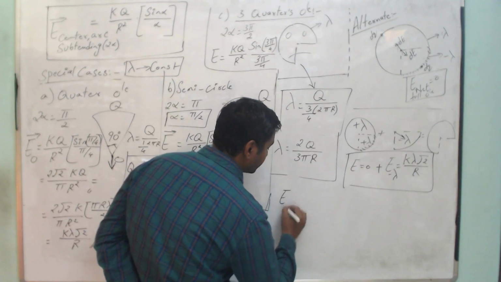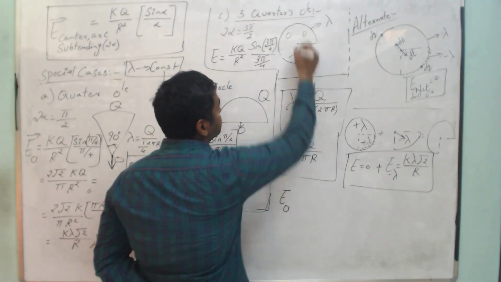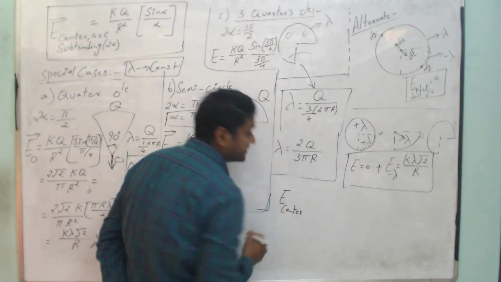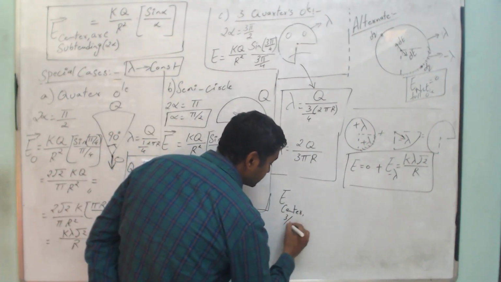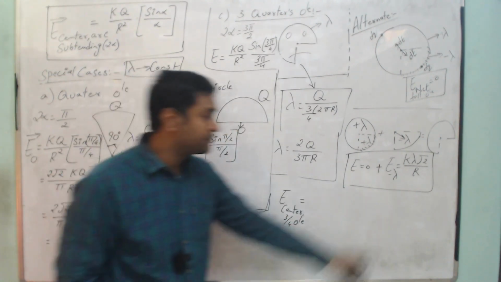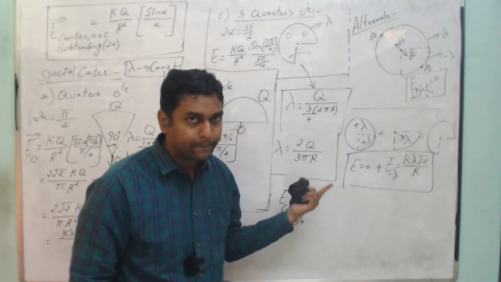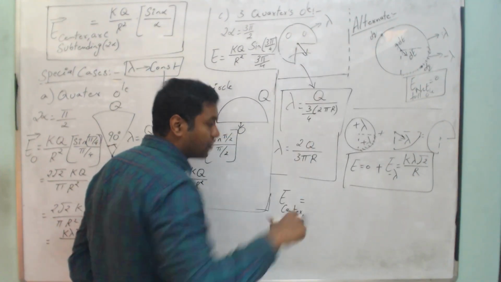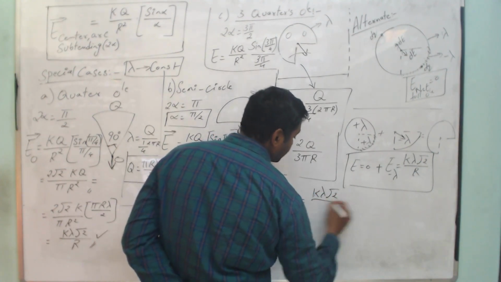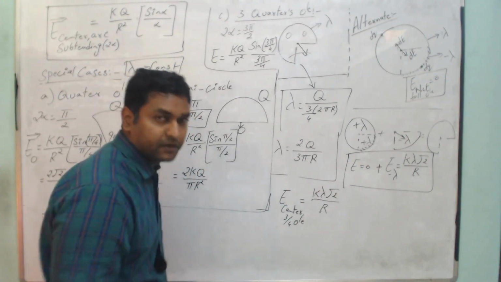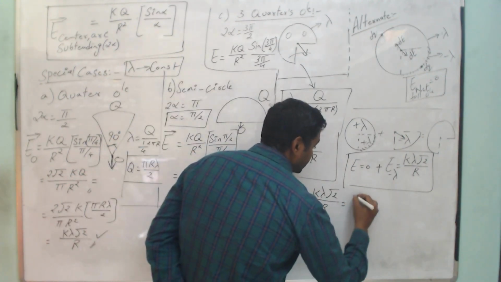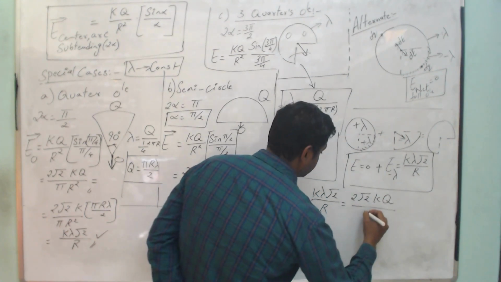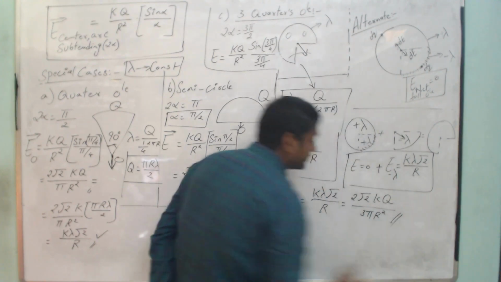So my net electric field for 3/4 of a circle at point O, let's say this point is O, or I will write it as its center. The net electric field at center due to 3/4 of a circle, I will get it as same as the electric field due to a minus lambda, right? If we are showing the direction in this direction, so the direction should be in this direction. How much will I get it as? K lambda root 2 by r, but my lambda is 2q by 3 pi r. So by substituting that, I will get the answer as 2 root 2 kq upon 3 pi r square. Is this clear?